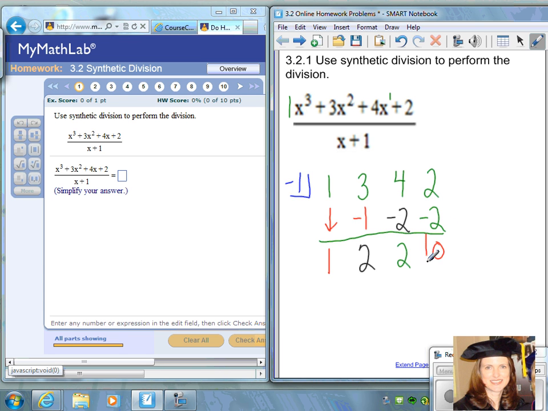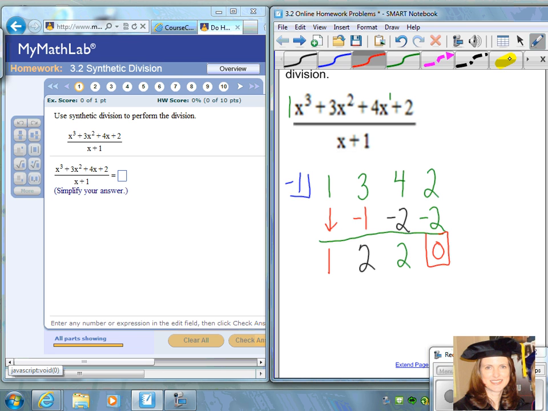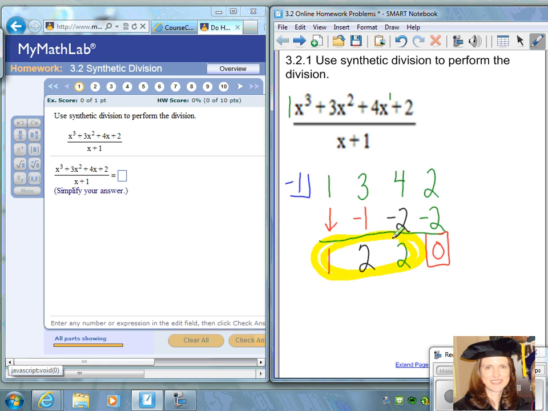Now the last number here below the line, this is going to be your remainder. This has a remainder of 0, so this divides in evenly without leaving a remainder. The way we write our answer is by using the numbers below the line as our coefficients. That's going to be used as part of our answer here.